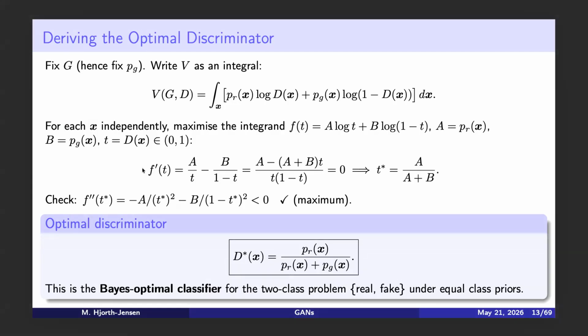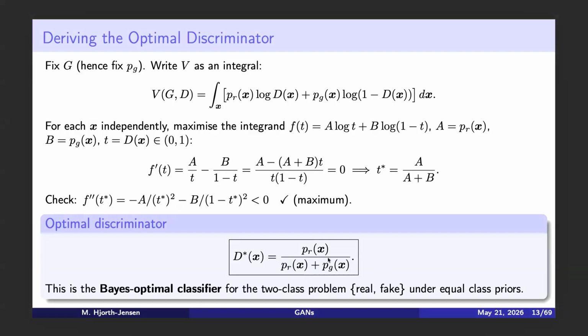Then I take the derivative just to find the optimal setup. And if I take the derivative, I find that this t is equal to A divided by A plus B. You can check that the second derivative gives you a maximum, and that is the case. So the optimal discriminator is what is called the Bayes optimal classifier for a two-class problem. These are the two classes, the real data set and the fake data, under equal priors.